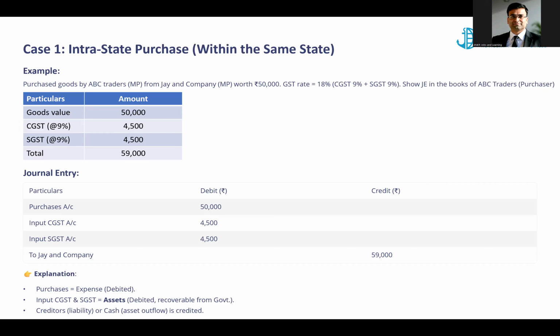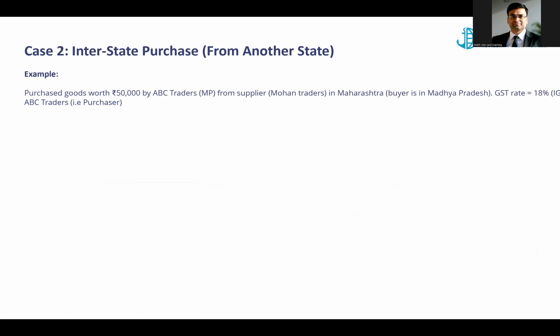There can be a scenario where you have paid the money. Let's say the question says pay the money, and already this amount has been paid. Or the question can say that ABC Traders has purchased goods in cash from J and Company. So in place of to J and Company, it will become cash or bank, whatever is the case, right? Okay, great. Let's move on to the second example.